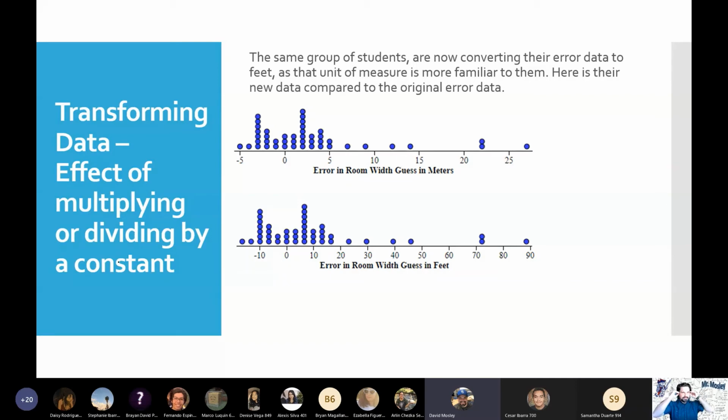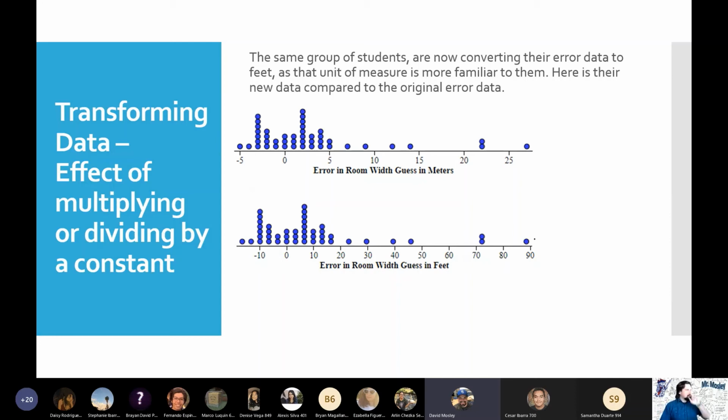So we're looking at the same set of data, but we're now converting the error data to feet. That unit of measure is more familiar to the students. Here's the new data compared to the original error data. So on top here, we have our original error data, which goes from -5 to 27 in meters. And we have our converted error data that is now using feet, and that goes from about -8 to about 89.